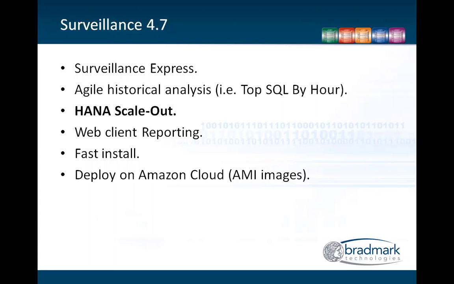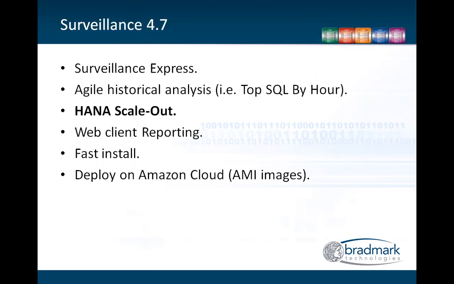We also have support for HANA Scale-Out. HANA Scale-Up is the single node HANA, and HANA Scale-Out is the multi-node HANA. So we have support for Scale-Out for multi-node HANA in 4.7, and we have some various things that we can generate out of there. We also have web client reporting, or web reporting. This is, as I mentioned before, a new history agent that's able to talk to the central repository. So, if you already have Crystal Reports reporting out of the central repository, this is a new item that we're adding on that allows you to see different types of information out of the web client.